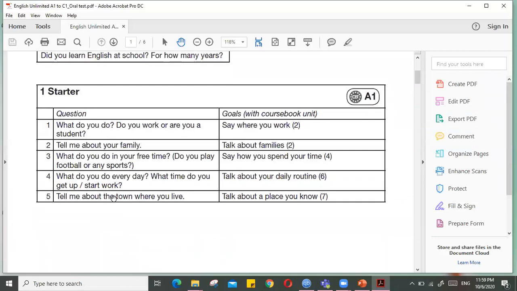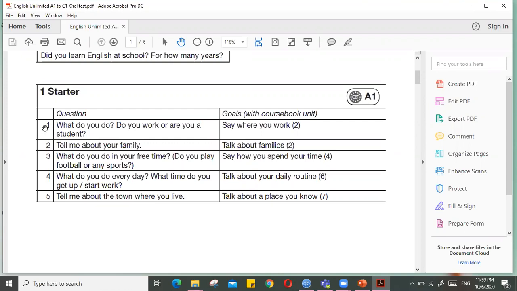So tell me about your life. Do you work or you study? I study. Very good. Which school do you study at? My school's name is blah, blah, blah. Do you like it? Yes, I like it. Do your brothers and sisters study at the same school? Yes, they study at the same school. You see, brothers and sisters study at the same school.